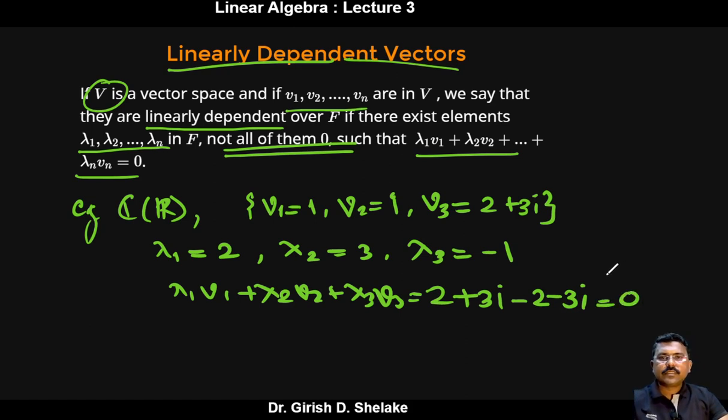So in this case it is possible to write the linear combination of these vectors with these non-zero scalars as equal to 0, and thus we say that this set, which is a subset of the set of all complex numbers as a vector space over R, is linearly dependent.